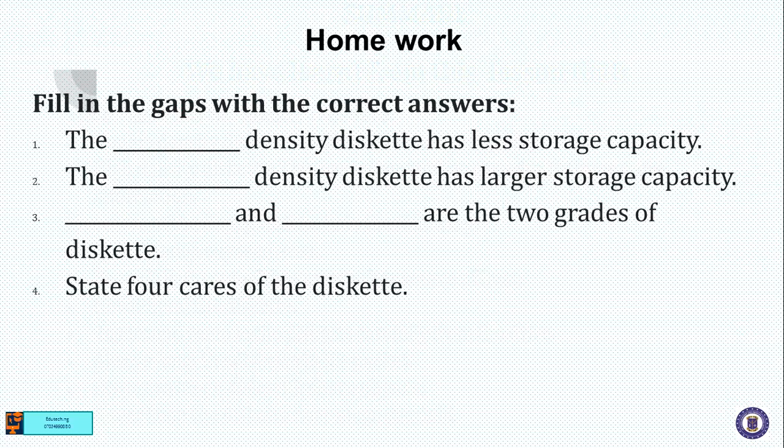So that is it. But before I go, we have homework to do. For this homework, you click on your assignment box, then click on submission, then you begin to answer the following questions. Number one, the dash density diskette has less storage capacity. Number two, the dash density diskette has larger storage capacity. Number three, dash and dash are the two grades of diskette. And number four, state 4 cares of the diskette.